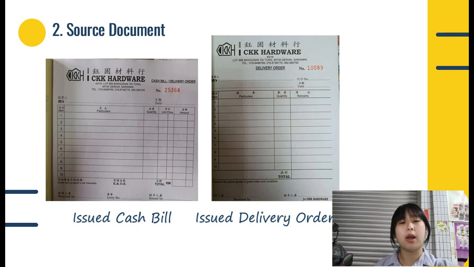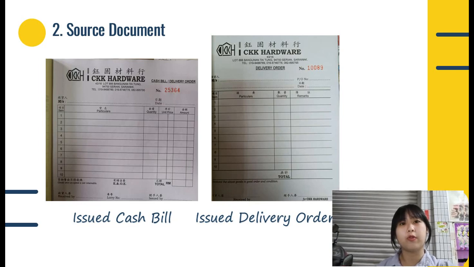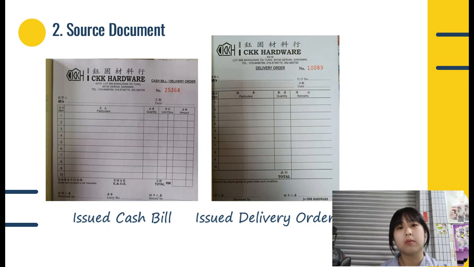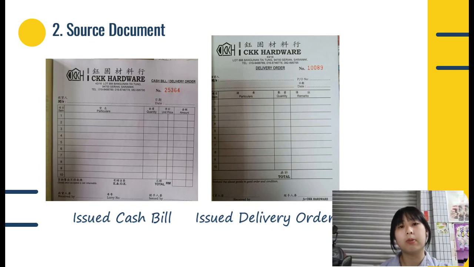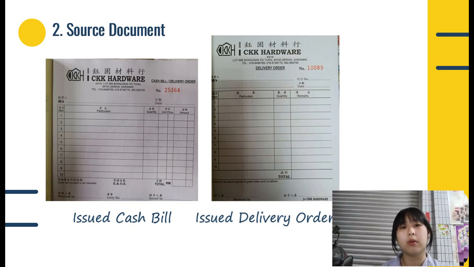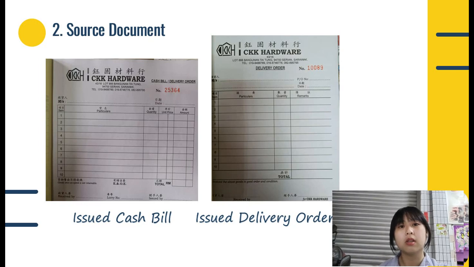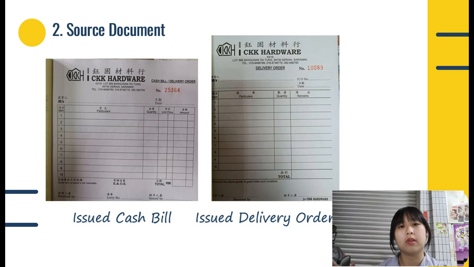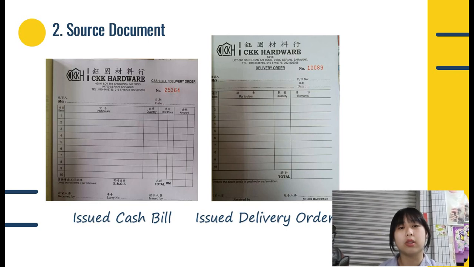In this cash bill, I will record the goods purchased by the customer, and it will record the item name, item code, some description, unit price, quantity, and total price. When we receive the payment from the customer, the red color cash bill will be given to the customer as evidence they had paid for the goods.